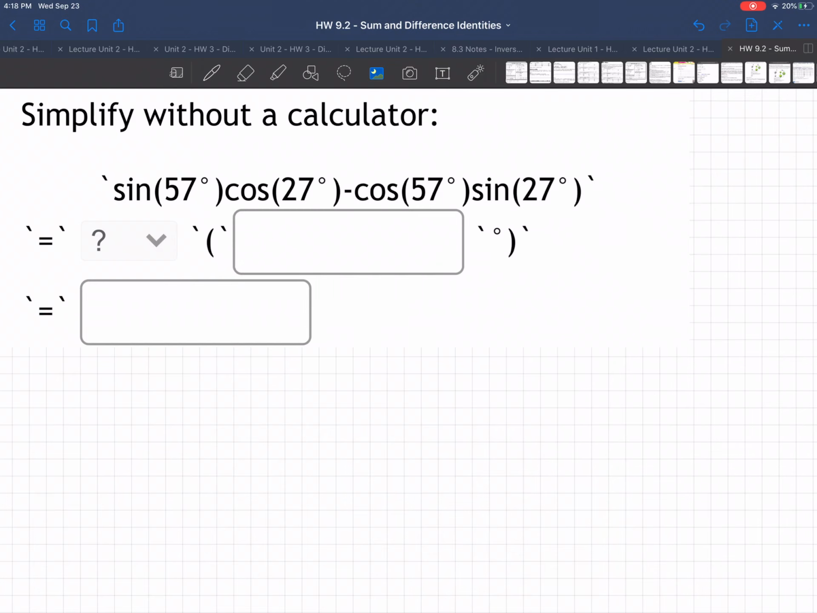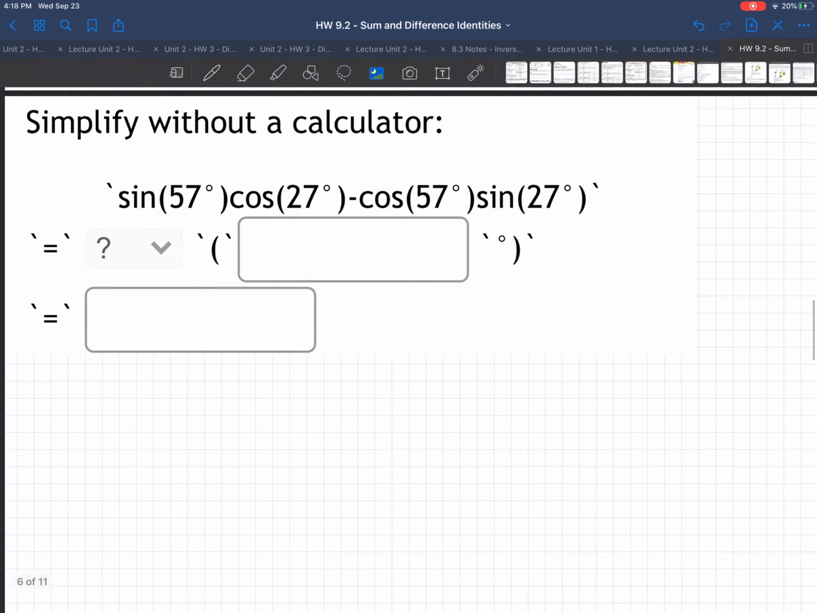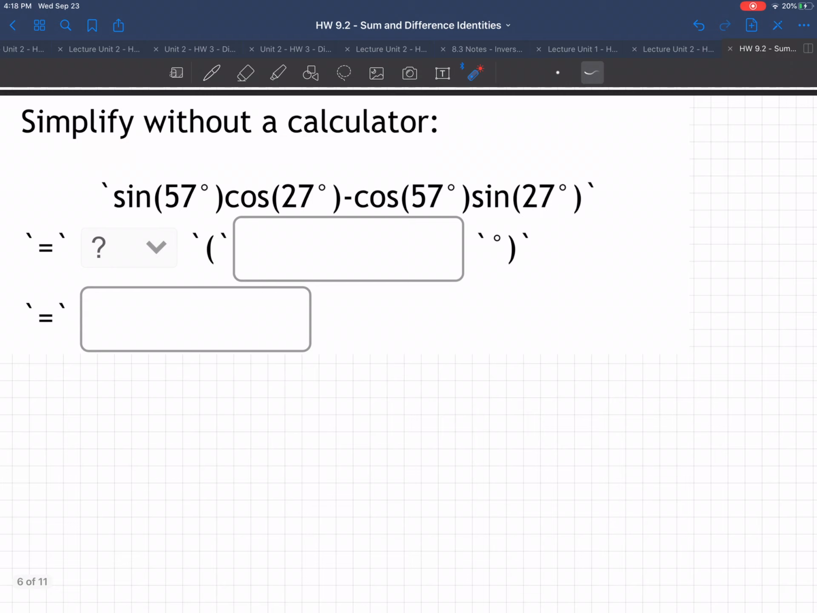Welcome to an example in which we're simplifying without a calculator. Sine 57 cos 27 minus cos 57 sine 27. Now, what's up with that? What are they wanting us to do here? This is kind of weird looking.